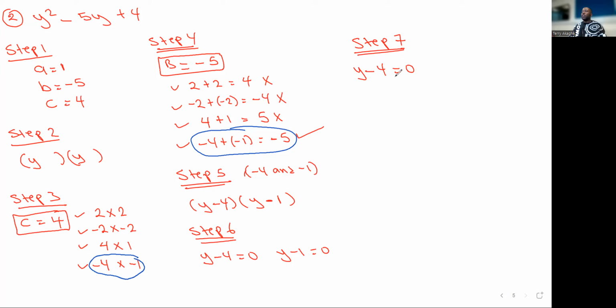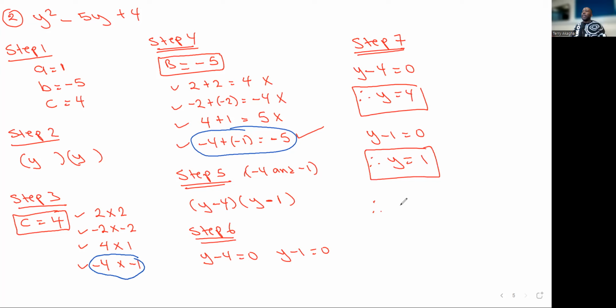So y minus 4 is equal to 0. You take minus 4 to the other side, so therefore y will be equal to what? 4. We have y minus 1 is equal to 0. You take minus 1 to the other side, so therefore y will be equal to what? 1. Okay, so therefore the answer for this, y is equal to 4 or 1. And that will be the answer for that.